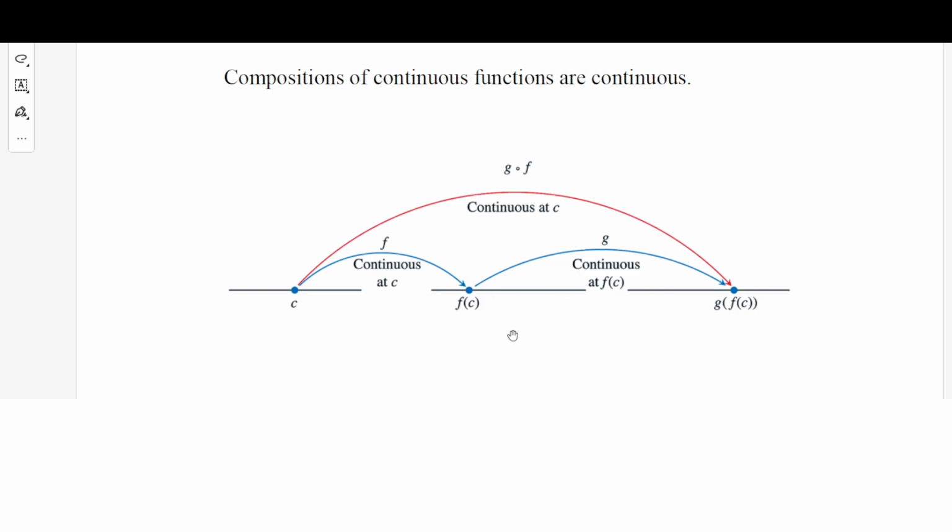This is the graph you can look at to understand the concept. You have the function f of c, and this function is continuous at c, and you take g of that function, and that is also continuous at f of c. So the final product, which is the composition of g and f, is continuous at c.